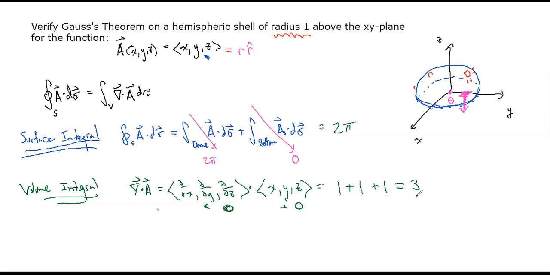Okay, what's the integral of 3 over this half volume? Well, that's the integral of 3 d tau. I can pull the 3 out. And that's just 3 times the volume of that thing. What's the volume of half of the unit sphere? That's 3 times 1/2 times 4 pi over 3, which is equal to 2 pi. Right. Easy enough.